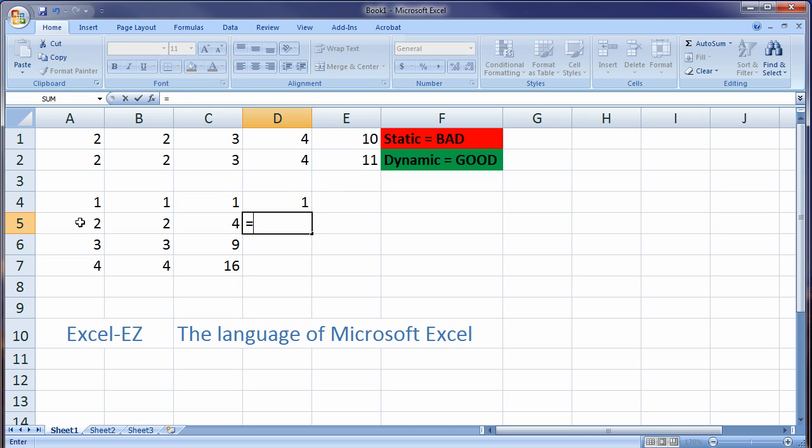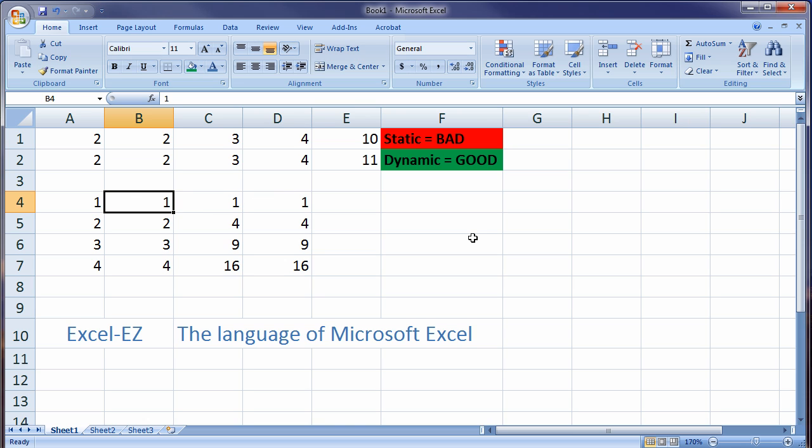Let me continue this. A5 times B5 equals A6 times B6, and finally equals A7 times B7. So if you notice, we're getting the right answers.